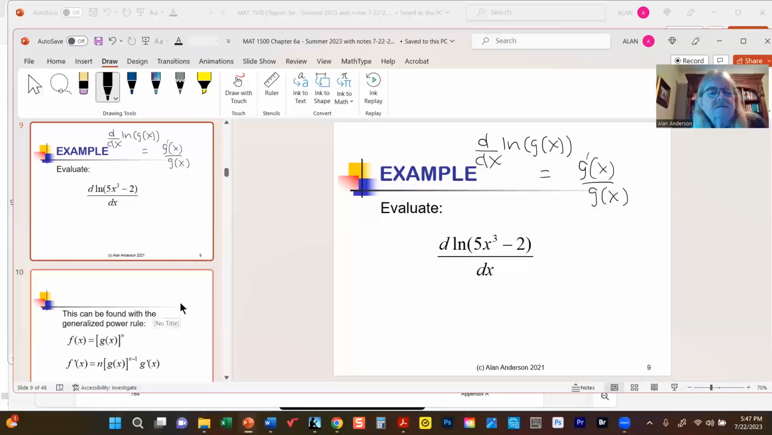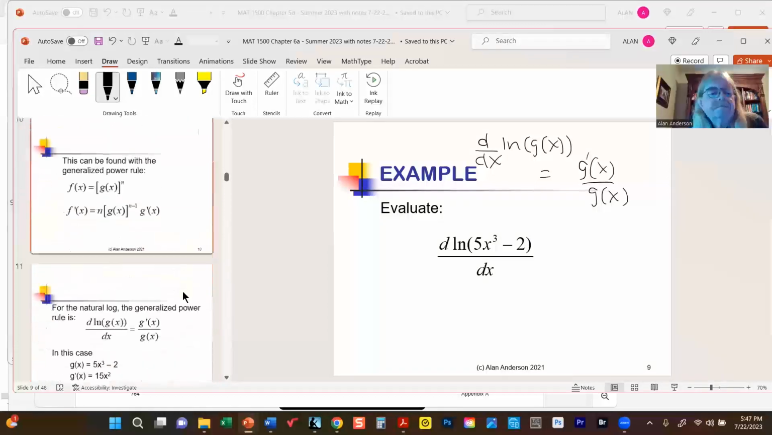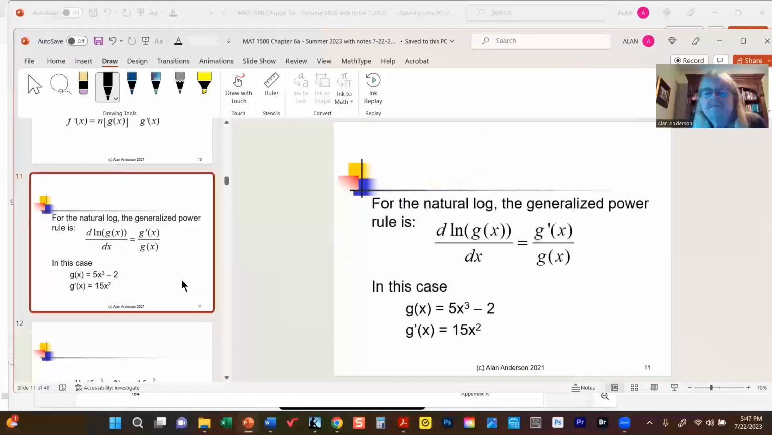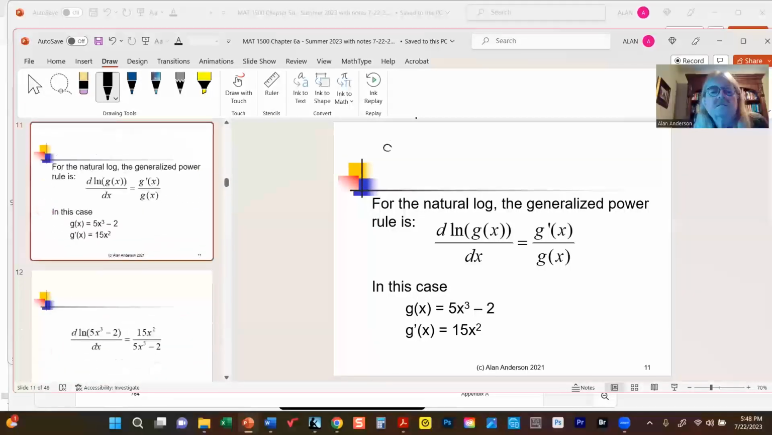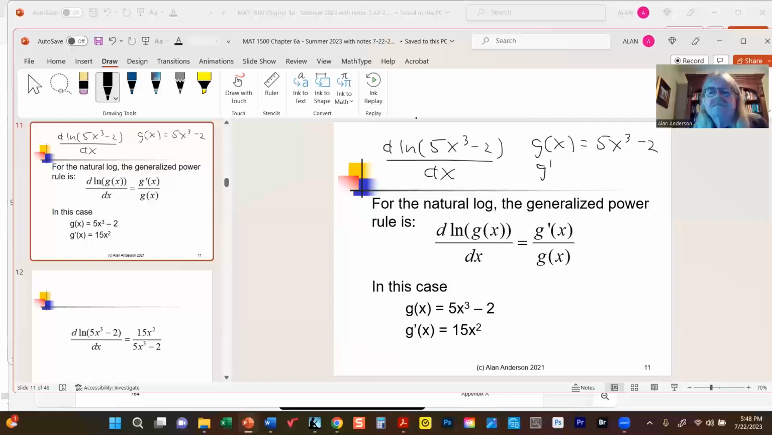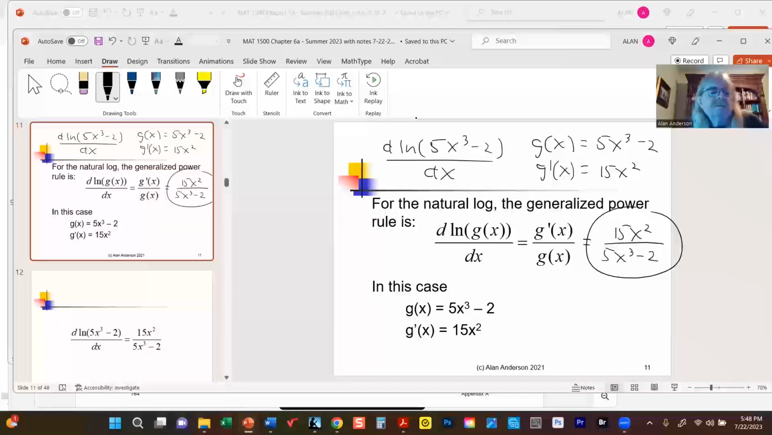Okay, so let's do this. So if we allow g of x to be 5x cubed minus 2, based on the power rule, g prime of x would be simply 15x squared. So the ratio of those two would be 15x squared over 5x cubed minus 2 due to the chain rule.